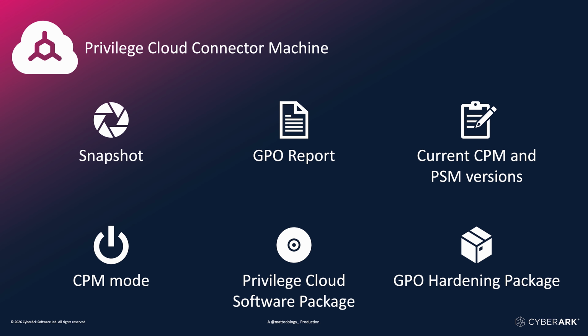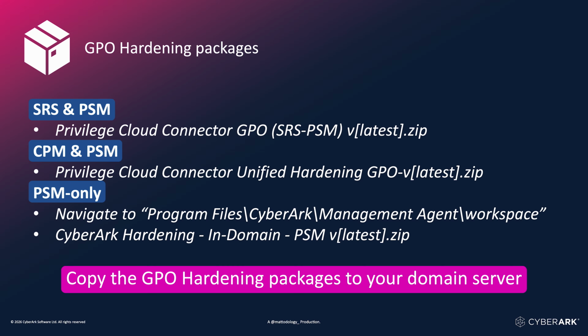Depending on your configuration, download the correct package. For SRS and PSM, choose the Privilege Cloud Connected GPO for SRS PSM. For CPM and PSM, select the Unified Hardening GPO package. For PSM-only installations, navigate on your connector server to Program Files, CyberArk, Management Agent, Workspace. Access the PSM installation folder and extract the CyberArk hardening in-domain PSM zip file. Copy the GPO hardening packages to your domain server and extract them.